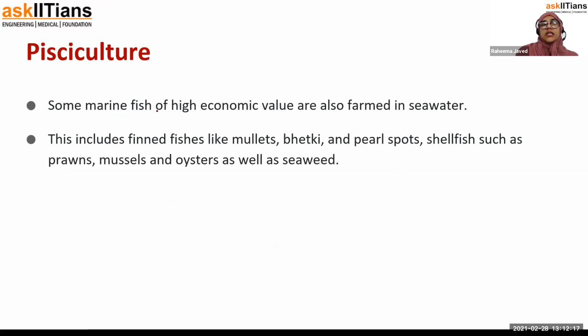Now some marine fish of high economic value are also farmed in the seawater. They include finned fishes like mullets, betki, and pearl spot, and shellfish like prawns, mussels, oysters, as well as seaweed.